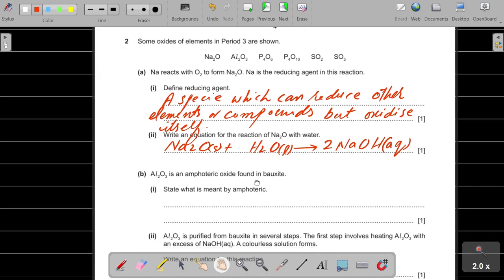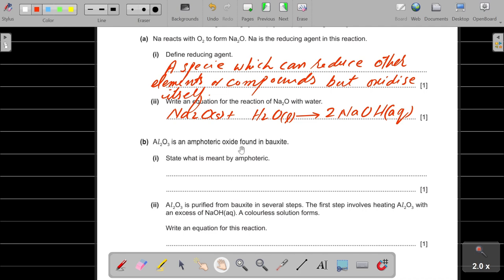Next question is aluminum oxide, an amphoteric oxide found in bauxite. So please memorize, three oxides are amphoteric in your syllabus. Aluminum oxide is amphoteric in nature. Lead oxide is amphoteric in nature. And zinc oxide. Just three in your syllabus. These are amphoteric in nature.